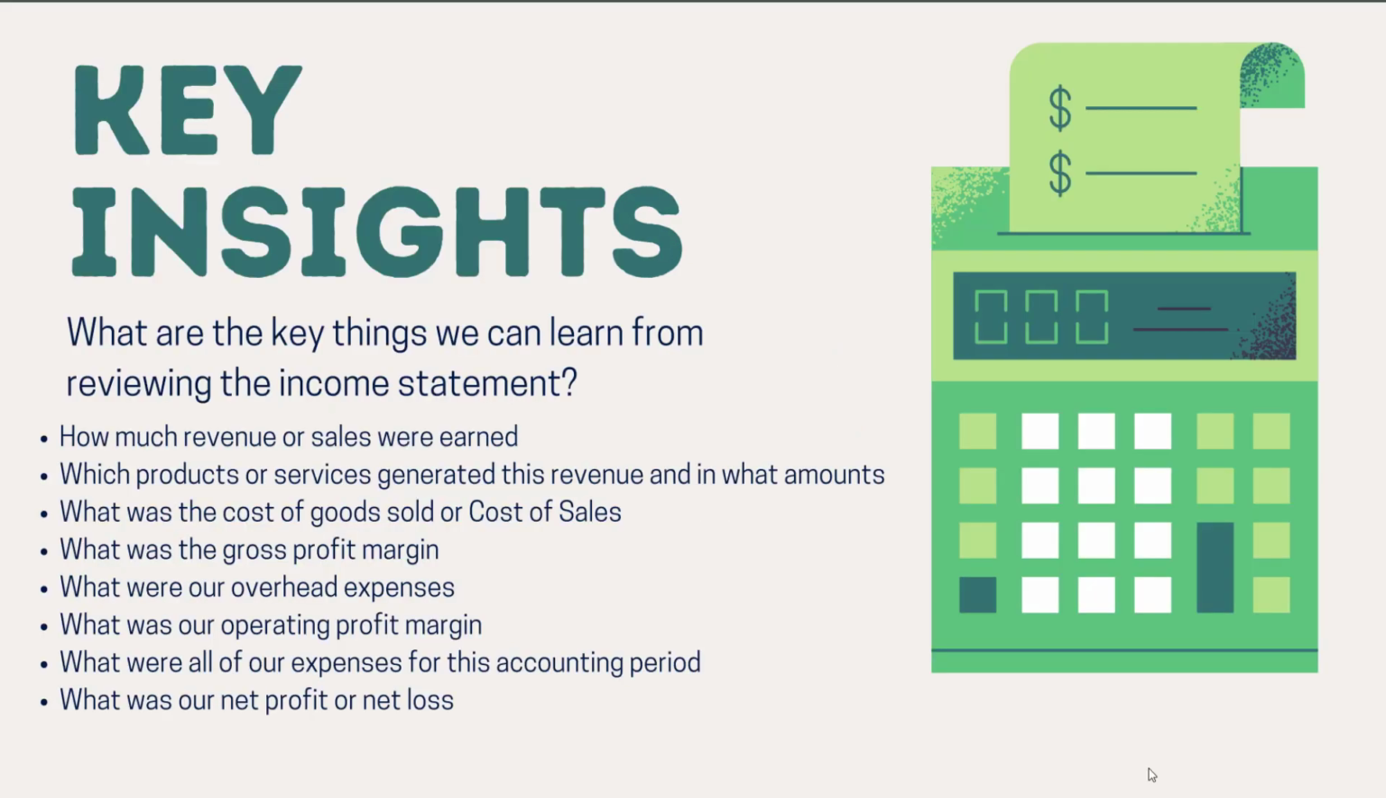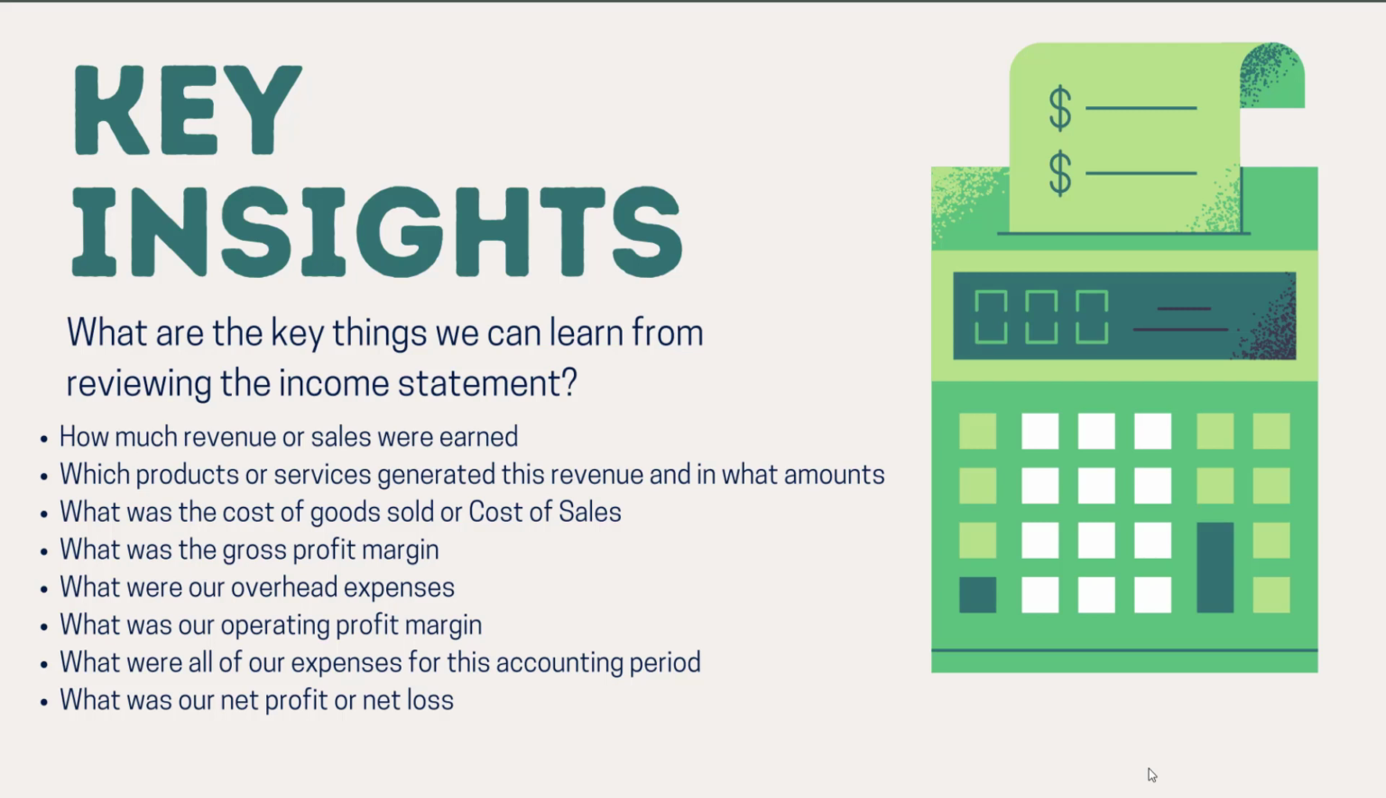So what key things can we learn from analyzing the income statement? Number 1, how much revenue or sales was generated? Number 2, which products or services generated this revenue and in what amounts? Number 3, what was the cost of goods sold or the cost of sales? Number 4, what was the gross profit margin? Number 5, what were our overhead expenses?